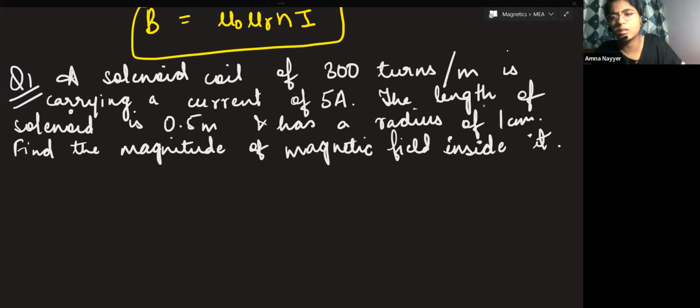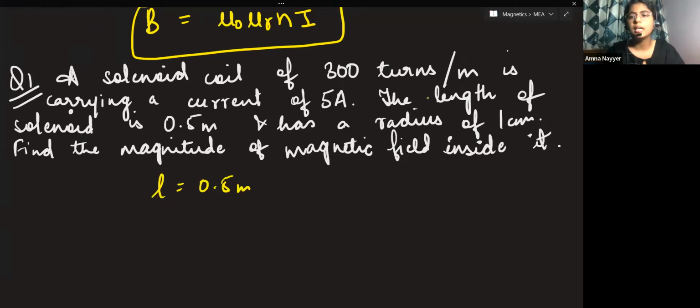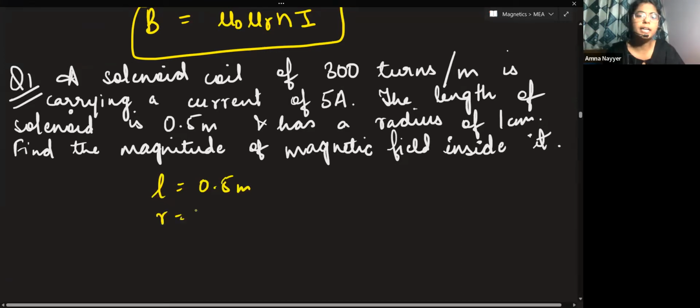Sarah, I think it's not correct. No, Sarah, just look again. Hamza, yes, it's right. See, this data, the length of it and the radius of it, has just been mentioned to tell you that it's a long solenoid. Length is 0.5 meters and the radius is given as 1 centimeter. So this is given just to tell you that this is a long solenoid. Long solenoid means length is greater than the radius.